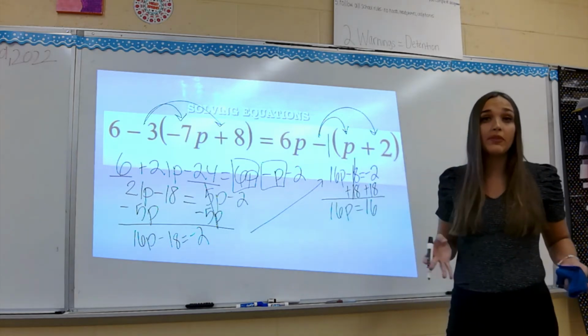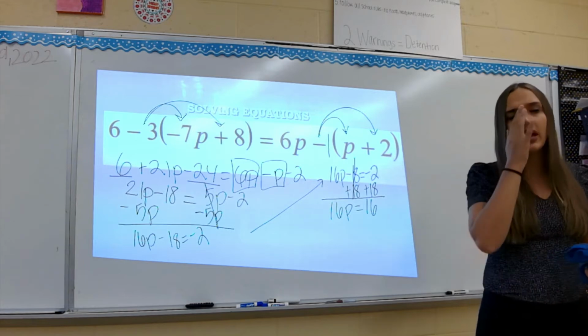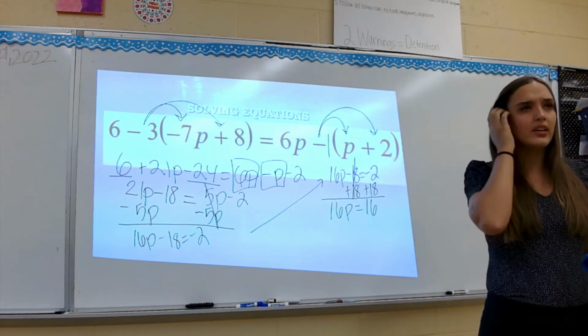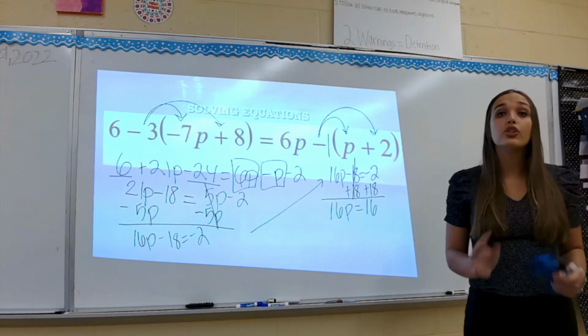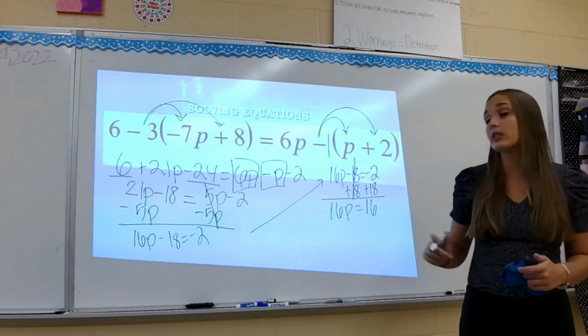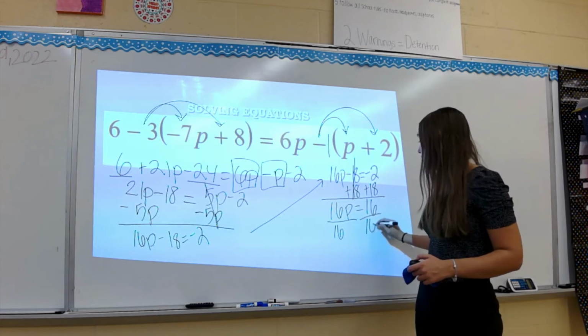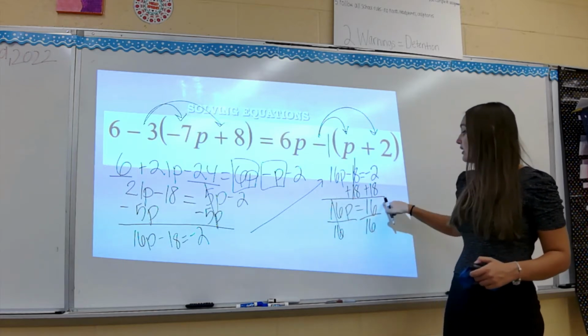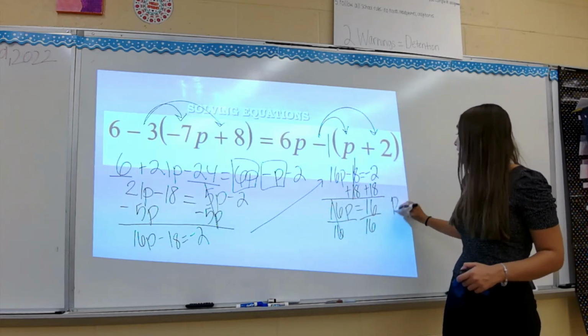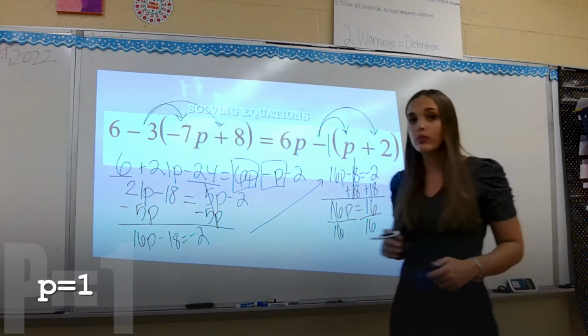Sometimes this is a little bit confusing for some students where we're like, okay, we have a 16 and a 16. Is that one of my special cases? No, it's not going to be one of my special cases because I can still divide by 16 and I have that variable there. So when I divide by 16, 16 divided by 16 is 1. So I get p equals 1.